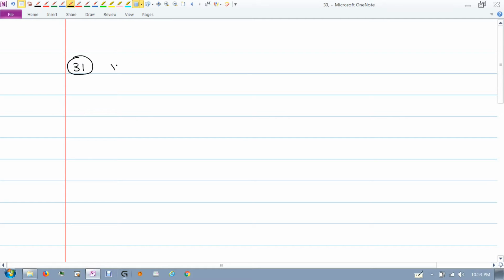y double prime equals y, and that's it. And we have that y is equal to cosine hyperbolic of x plus sine hyperbolic of x. This is going to be pretty straightforward here.